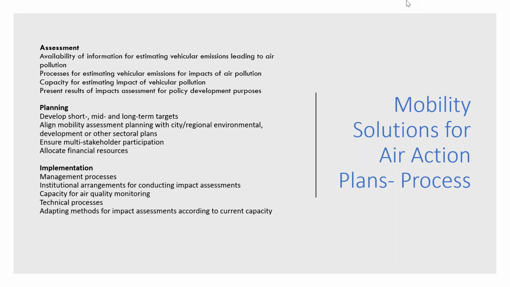When you look at planning, which looks at developing short and mid-term targets, aligning mobility assessment planning with cities, multi-stakeholder participation, allocation of financial resources, and finally the implementation, which is strengthening management processes, institutional arrangements, capacity, technical processes, and also adapting impact assessments. So this is the process of mobility planning within an air action plan, which would help us achieve clean air, especially in terms of reducing vehicular emissions.